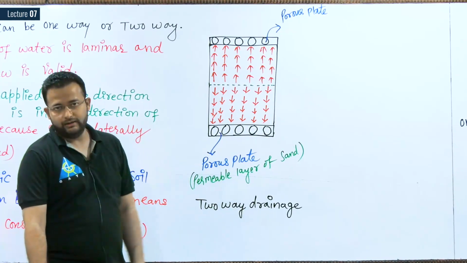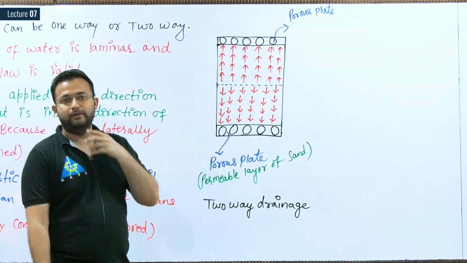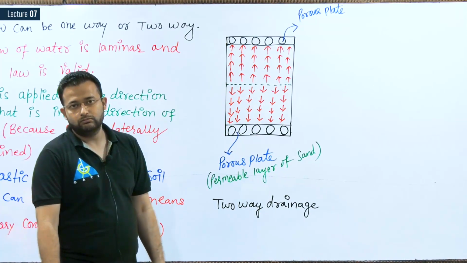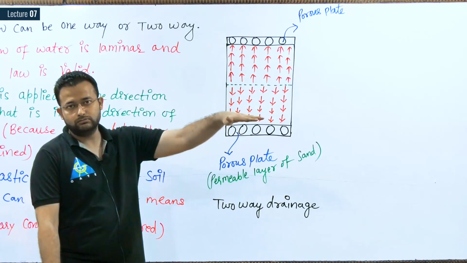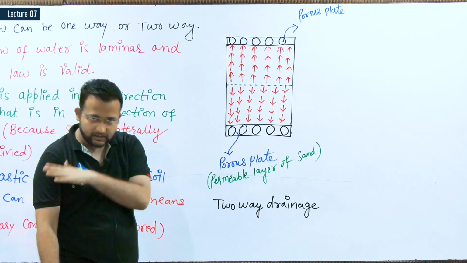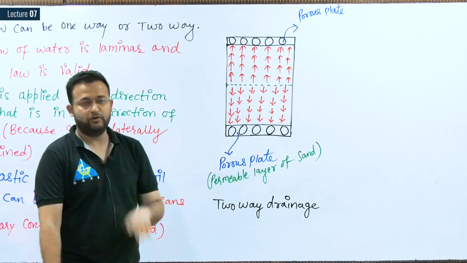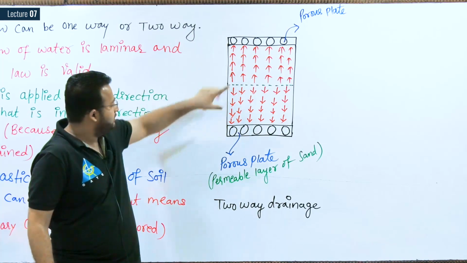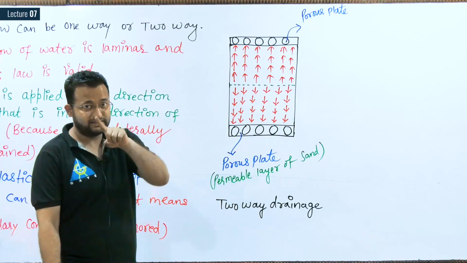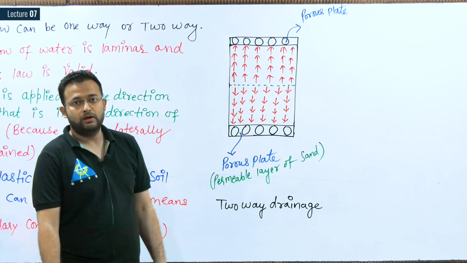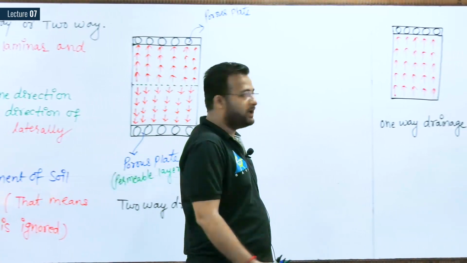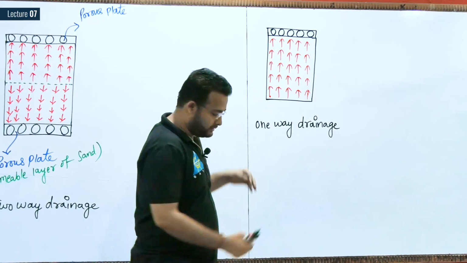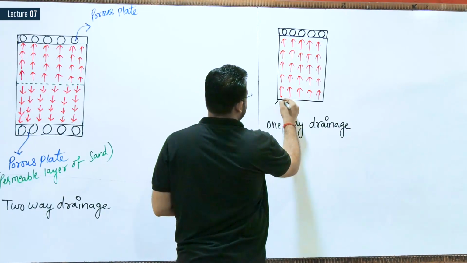This is in the laboratory. The same role will be played by the sandy layer in the ground. There can be a layer of sand, then a layer of clay, then again a layer of sand. It is the example of two-way drainage. Layer of sand, then layer of clay, then layer of sand, example of two-way drainage. If at the ground we have a layer of sand, then a layer of clay, and then suppose rock surface starts.